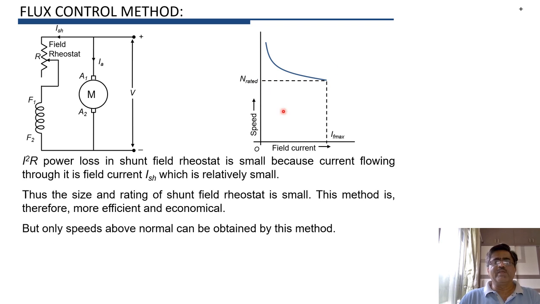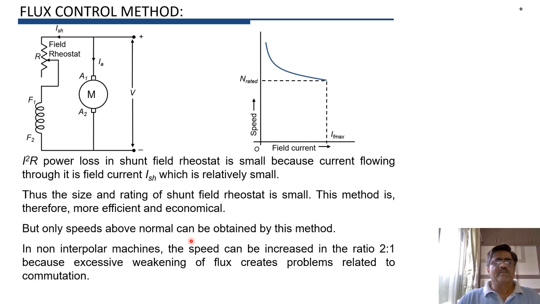So here, when the field rheostat is at minimum position, the speed will be minimum and it is the rated speed. As we increase the resistance, current decreases, flux decreases, and speed increases. And therefore, speeds above normal can only be obtained by this method.